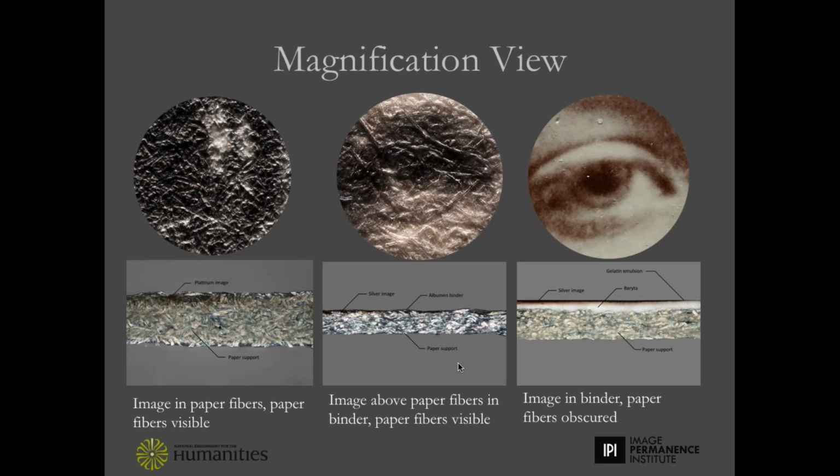So as a review, in a one-layer structure print, the image forms in the upper layers of the paper support. Therefore, paper fibers will be clearly visible and the image is in the paper support. In a two-layer structure, or a print with a very thin varietal layer, the paper fibers are visible through the binder, but the image is in the binder suspended above the support. In a print with a three-layer structure and a thick varietal layer, the paper fibers are totally obscured, and of course the image is in the binder.